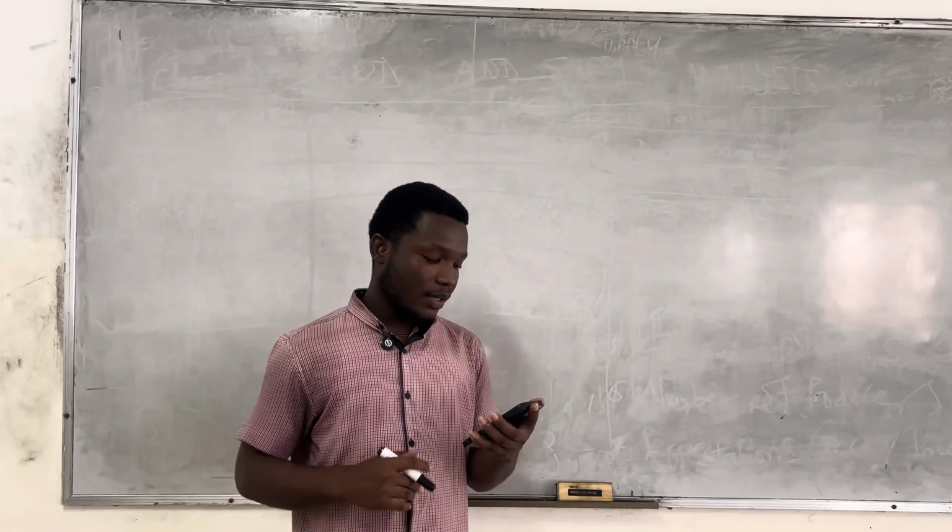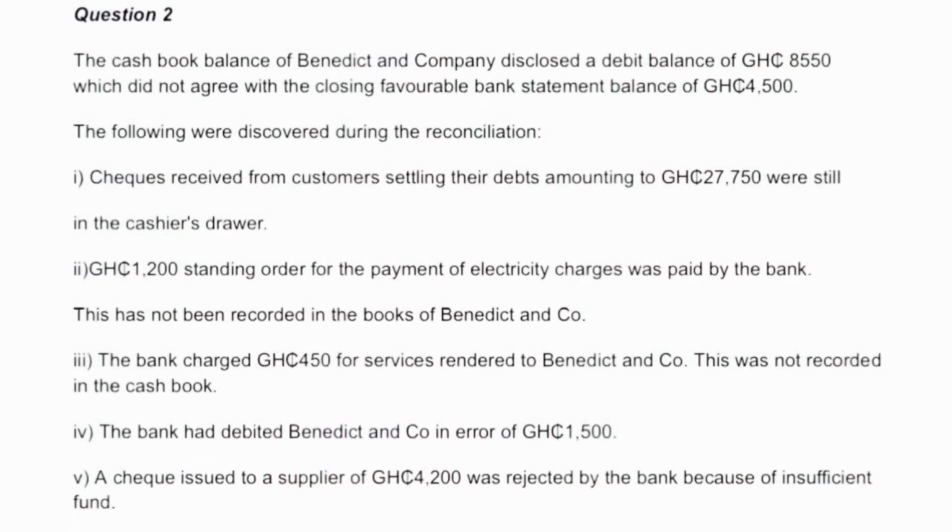So the question says that the cash book balance of Benedict and Company disclosed a debit balance of 8,550 Ghana cedis, which did not agree with the closing favorable bank statement balance of 4,500 Ghana cedis. The following were discovered during the reconciliation.